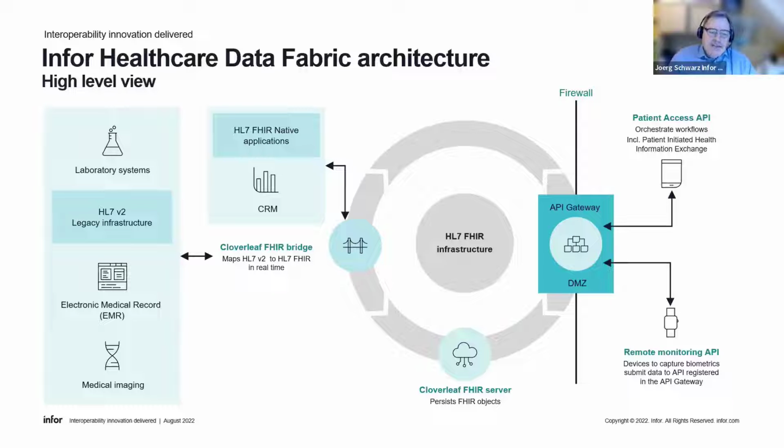What we have built is infrastructure that allows us to connect this legacy infrastructure that transacts millions of HL7 V2 transactions every day to the modern world of APIs and FHIR. Key here is our product called Cloverleaf FHIR Bridge, which can sit on top of any HL7 V2 infrastructure. It automatically translates the data from HL7 V2 into FHIR and from FHIR into HL7 V2.